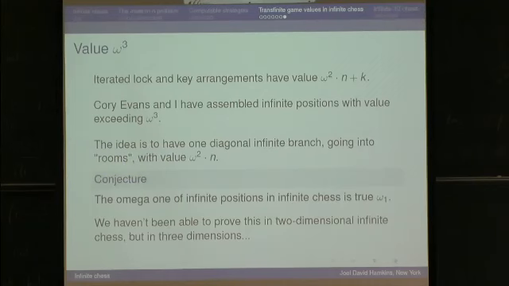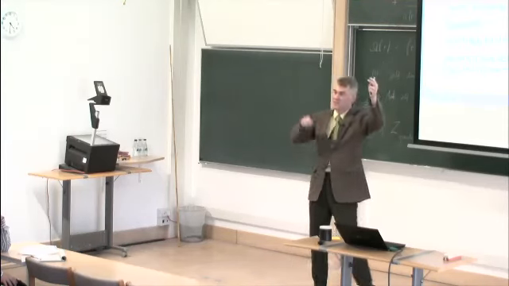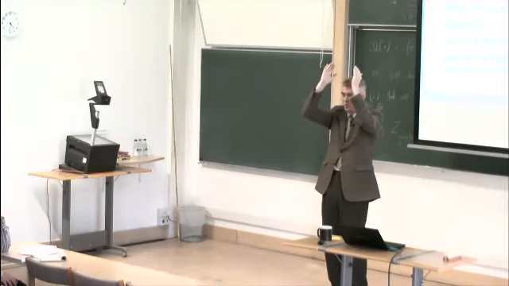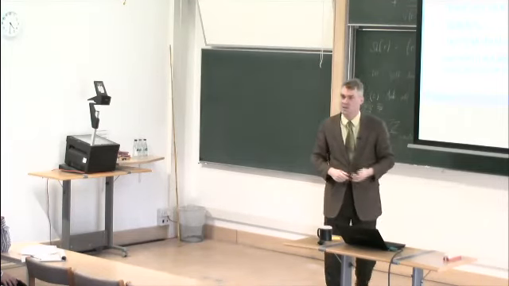You can combine these together to make positions with value omega cubed. You have one long branching point. It goes into separate apartments. Each apartment has omega squared times n plus k. So the value of the overall position is omega cubed.